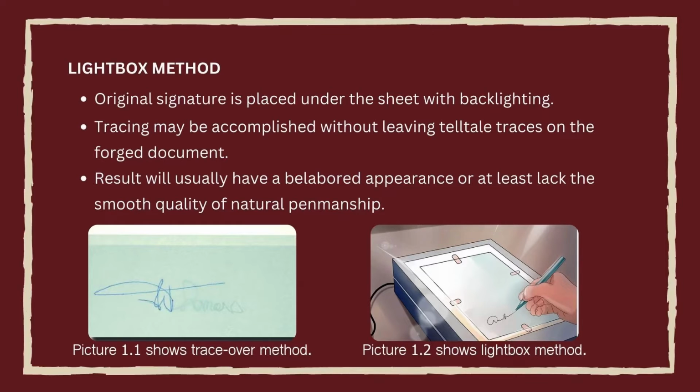With the second method of light box, we can either use a light box or a natural light source from the window. As shown in the slide above, picture 1.1 shows a trace over method where a piece of paper is being placed on top of the signature so that it can be traced, while picture 1.2 shows a piece of paper being placed on top of a light box so that it can be easily traced, and then close to none of the small features of the signatures will be missed out.